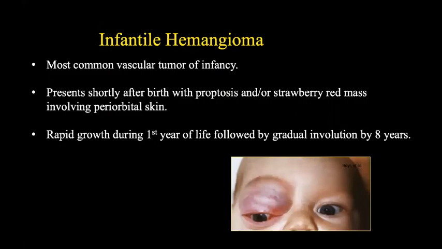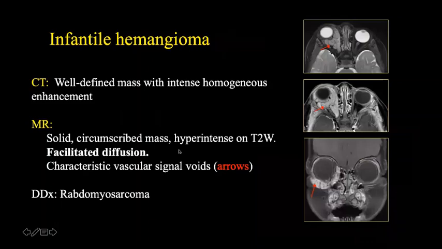So infantile hemangioma, the most common vascular tumor of infancy, usually presents shortly after birth with a proptosis and a red mass within the skin, rapid growth during the first year, and then starts involuting later. And on CT or MRI, it's a solid mass with signal voids that you can see, and there is no restricted diffusion. And that's the difference in any orbital mass lesion. If there is no restricted diffusion, then it's benign hemangioma. If there's restricted diffusion, then you would call either rhabdomyosarcoma in pediatric or lymphoma.